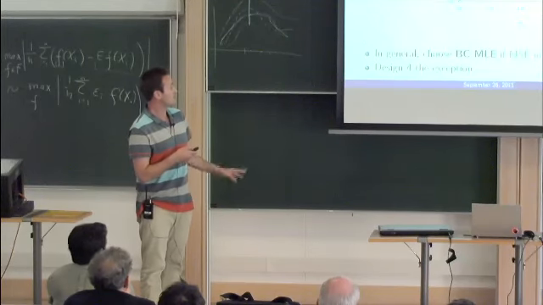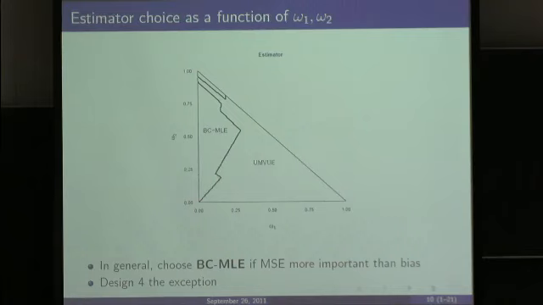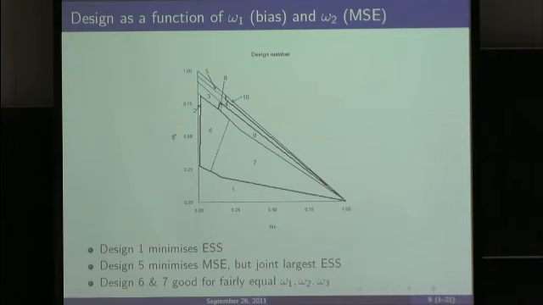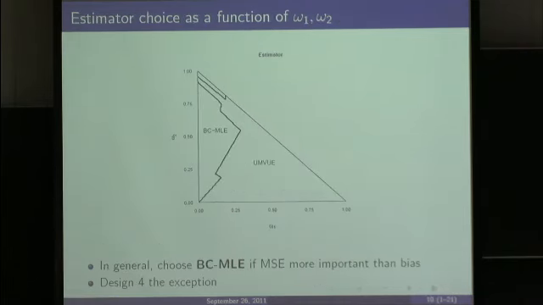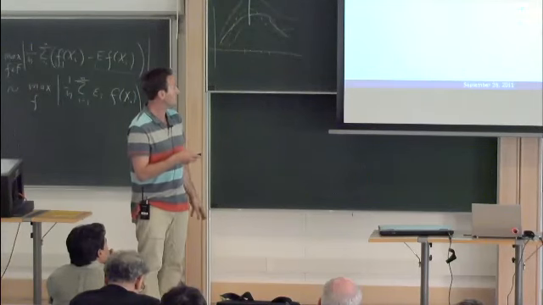This is the same plot, with the same x and y axes, omega 1 and omega 2, the weights given to bias and mean squared error, and this shows the region in which you should tend to use the UMVUE or the bias corrected MLE. In general, the bias corrected MLE should be used if you care more about mean squared error than bias. There's one exception, design 4, which is the design for these particular parameter values where the UMVUE had a smaller mean squared error than the bias corrected MLE.